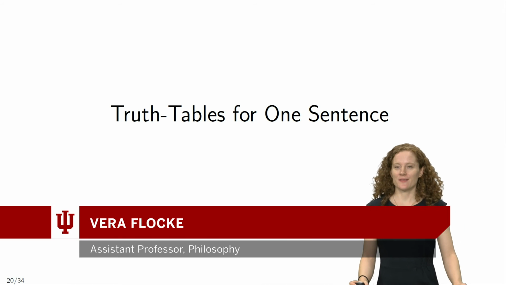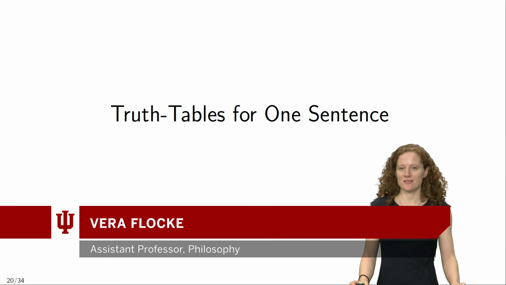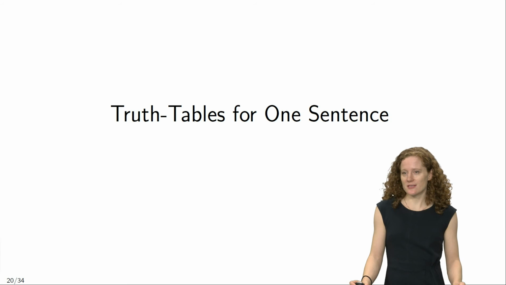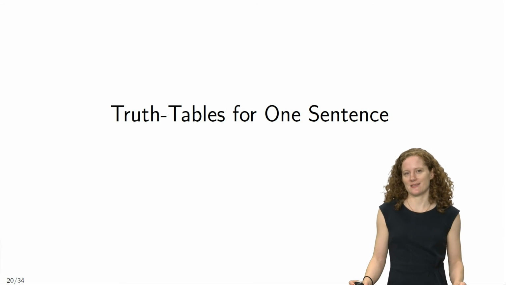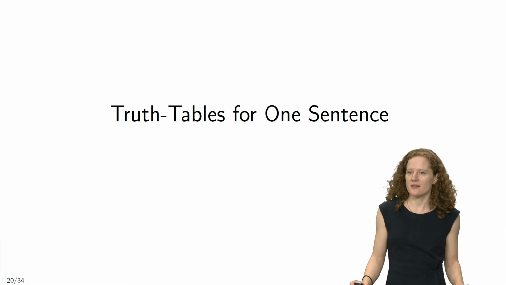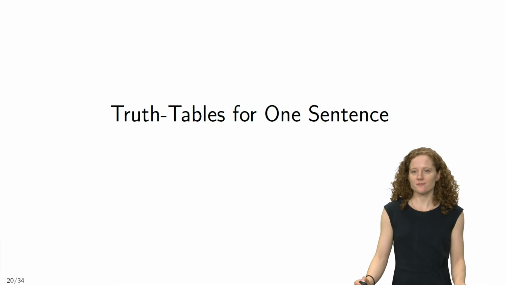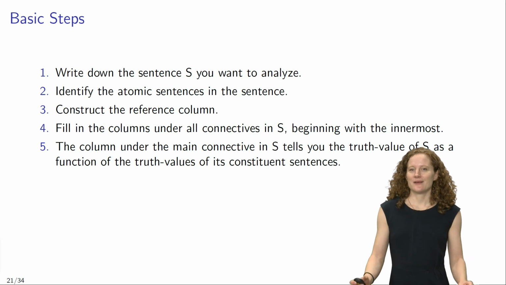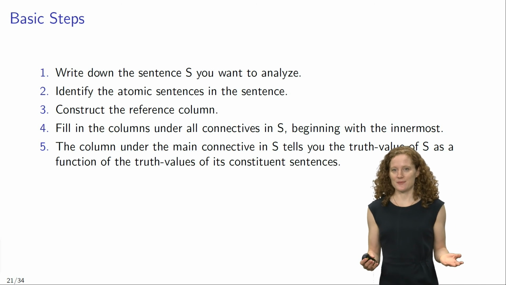We have learned about the characteristic truth tables of the Boolean connectives. We can now use this knowledge to construct truth tables for more complex sentences that may contain more than just one connective. How does that go? Well, here are the basic steps.